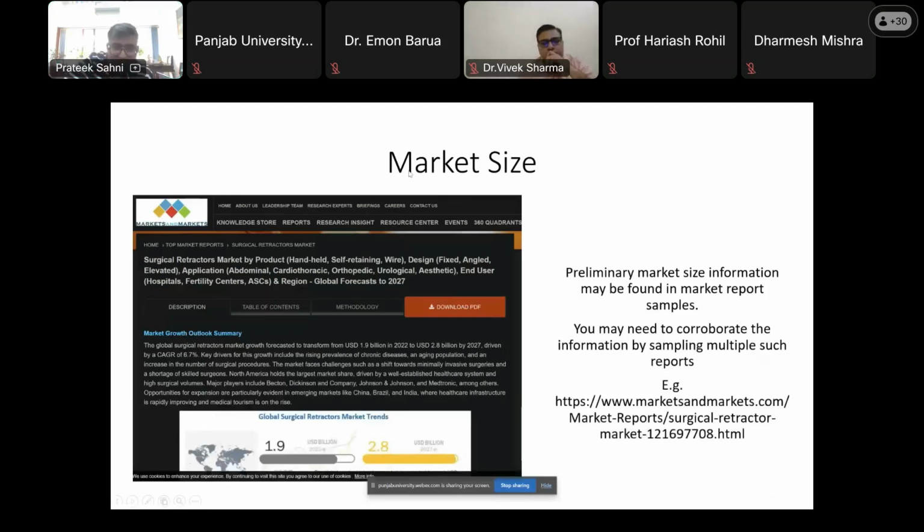Now, the market size, as I said before, preliminary information can be found from market report samples that are available online for just about every segment of the market. Googling this will help. Googling your market and its size in particular territories like India or globally, you should be able to find relevant information.